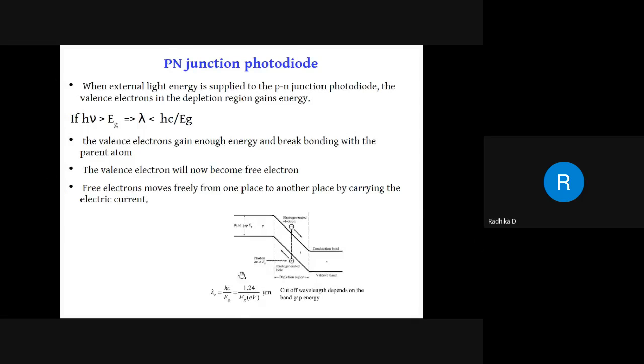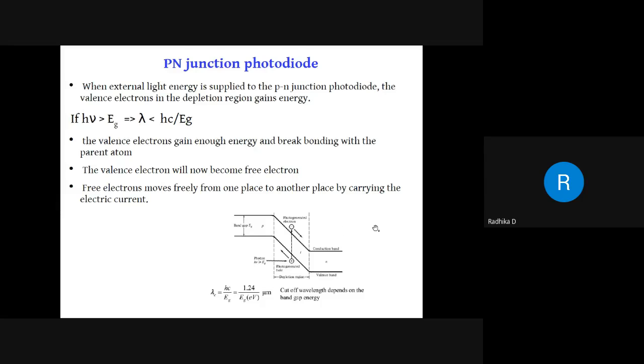Now, this is how I'm going to represent the band diagram of a PN junction photodiode. Again, the only thing is, in the LED I had put N type on the left side and P type on the right side. Now I have taken P type on the left side and N type on the right side. Once again, the same concept. A P type semiconductor has a valence band and conduction band. An N type semiconductor has a valence band and conduction band. When I join them together and form a junction, obviously they also will have a valence band and conduction band, right?